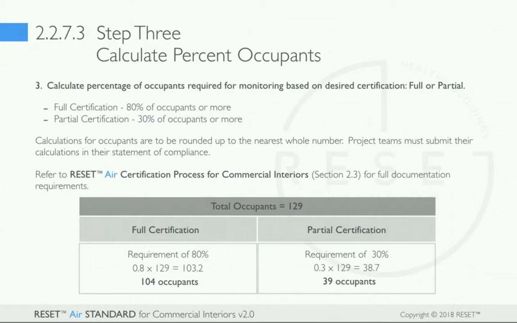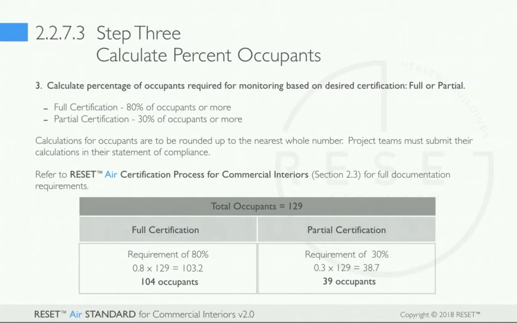Step 3 is to calculate the percent of those occupants. So depending on the type of certification you would like to pursue, whether it be full or partial, you apply some math to that. Full certification requires 80% of occupants or more. Partial is 30% of occupants. So the calculations, again, are to be rounded up to the nearest whole number, and this is representative of the occupants that would be breathing air in your space.